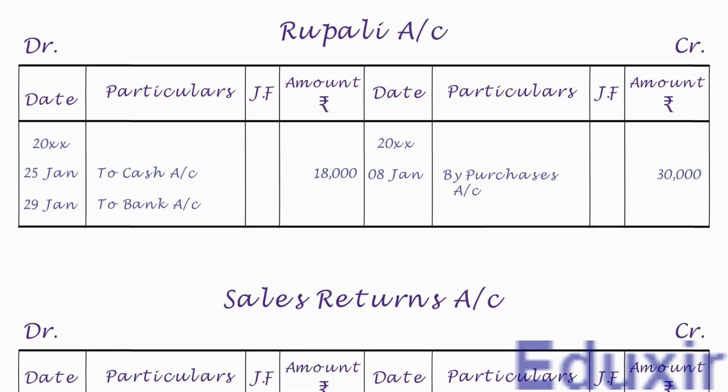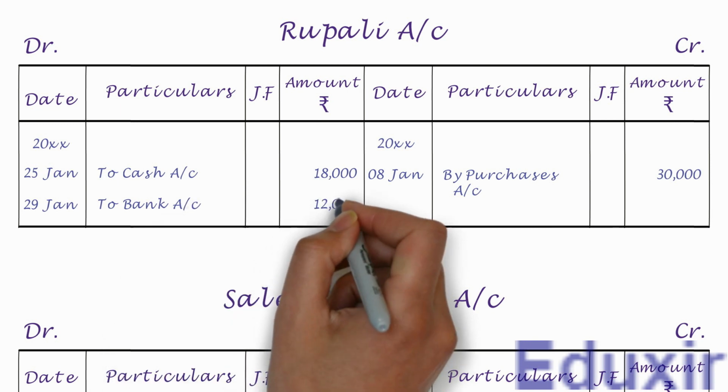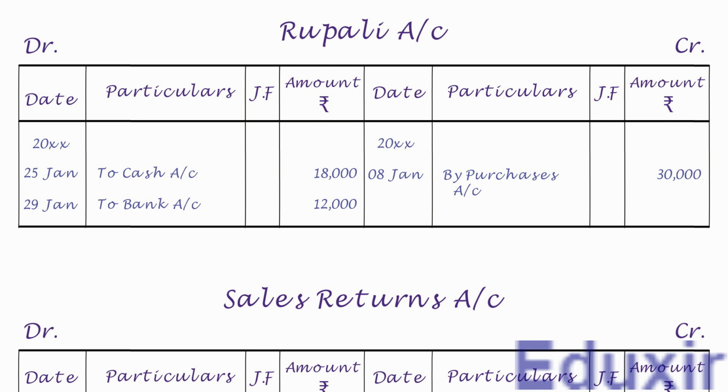Let us write the debit amount of 12,000 rupees into the amount column. With that, we have completed the posting of this journal entry into Rupali account. Let us now take up the next entry.